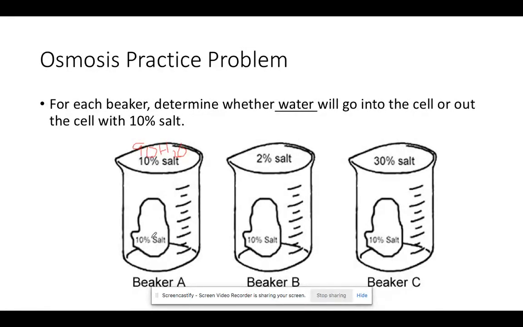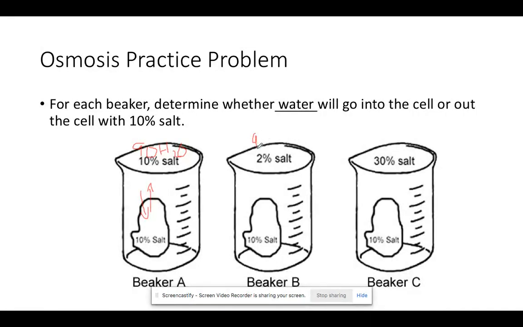So here, the same thing. They're telling you how much solute is in there, which is salt, and then 90% water. So if there's an equal amount of water on either side, then the distribution is going to be equal. The molecules are going to move equally in and out. So you'll actually see no change inside the cell.